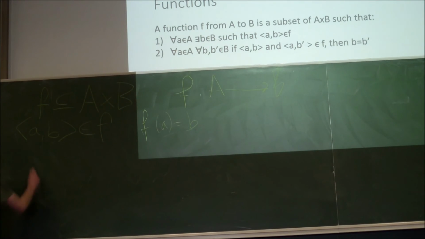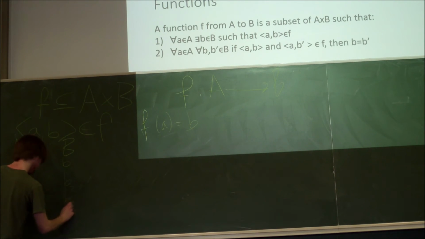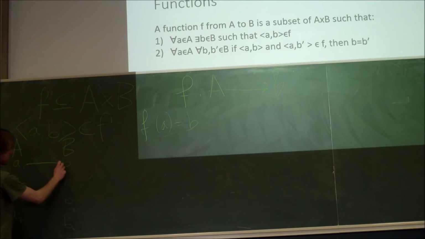So how is F going to look? F is going to take some elements from A and some elements from B. So suppose, for example, that A has 4 elements. Let's call them A1, A2, A3, and A4. And B also has 4 elements, B1, B2, B3, B4. So we're kind of envisioning something like this, right? So (A, B) in F means that A goes to B when we apply F.